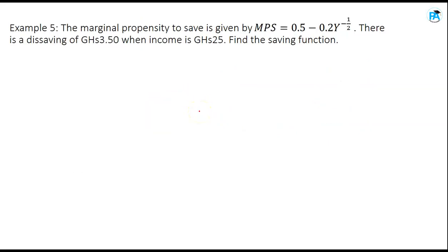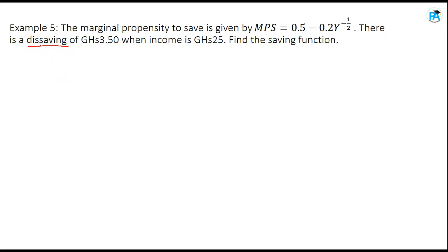Okay, so let's go to example 5, which is the last example, and pay attention over here because this is very tricky in some way. So let's check it out. They said the marginal propensity to save is given by MPS is equal to 0.5 minus 0.2y exponent negative 1 over 2. There is a desaving. Please take note of this.